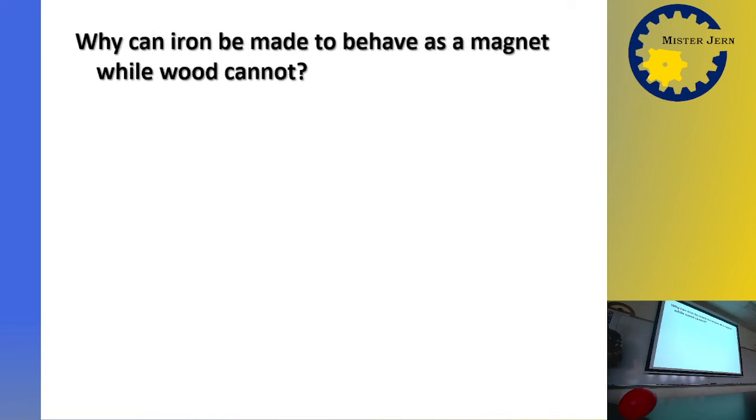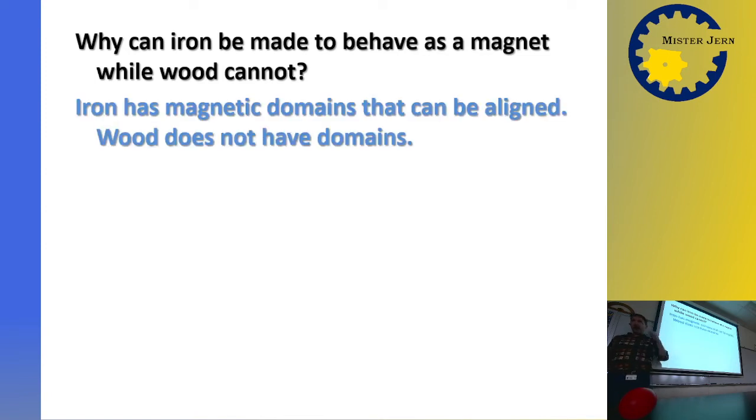Going back a little bit, and this is maybe from the review guide, why can metal or iron be made to behave as a magnet, but wood cannot be? What does iron have that wood does not have? That's that D word again. Iron has domains. Wood does not. Wood has electrons that cancel out. It doesn't have any domains at all. Wood cannot be made into a magnet, ever. But iron can.